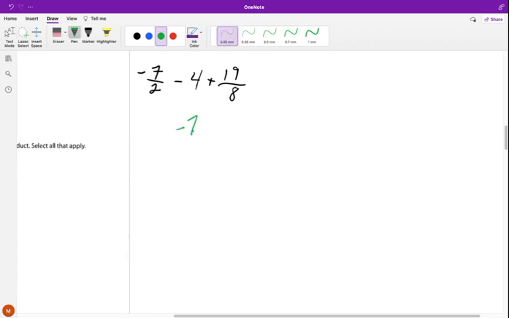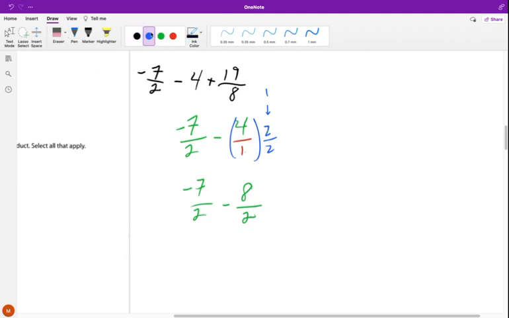So I'm going to first focus on the first two fractions, so negative 7 halves minus 4. We know that we can write every whole number over 1 because 4 over 1 is still 4. Now our denominators are 2 and 1. What's the common denominator between them? That's 2, the least common denominator. So I'm going to multiply by 2 over 2 because 2 over 2 is 1, so I'm not changing the value of that 4, I'm just manipulating it. So it becomes negative 7 over 2 minus 8 over 2, because 4 times 2 is 8 and 2 times 1 is 2.